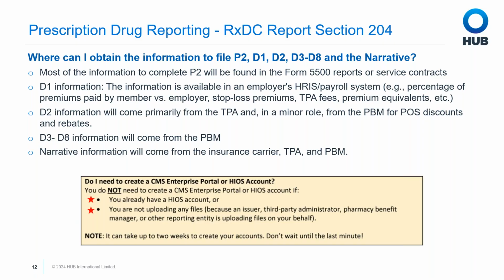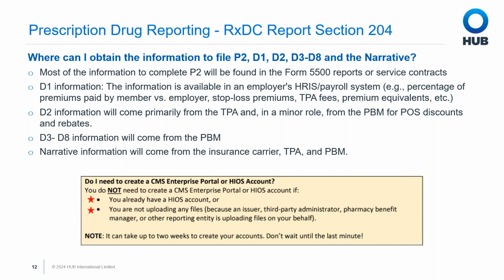The D2 information will be coming primarily from your insurance carrier if your medical plan is insured. Normally, they'll file that on your behalf. If you're self-insured or level-funded, this information will come from your TPA and a minor role from the PBM. The information to file D3 through D8, if you're self-funded or level-funded, will come directly from your PBM. And the narrative information will come from the insurance carrier, the TPA, or PBM.